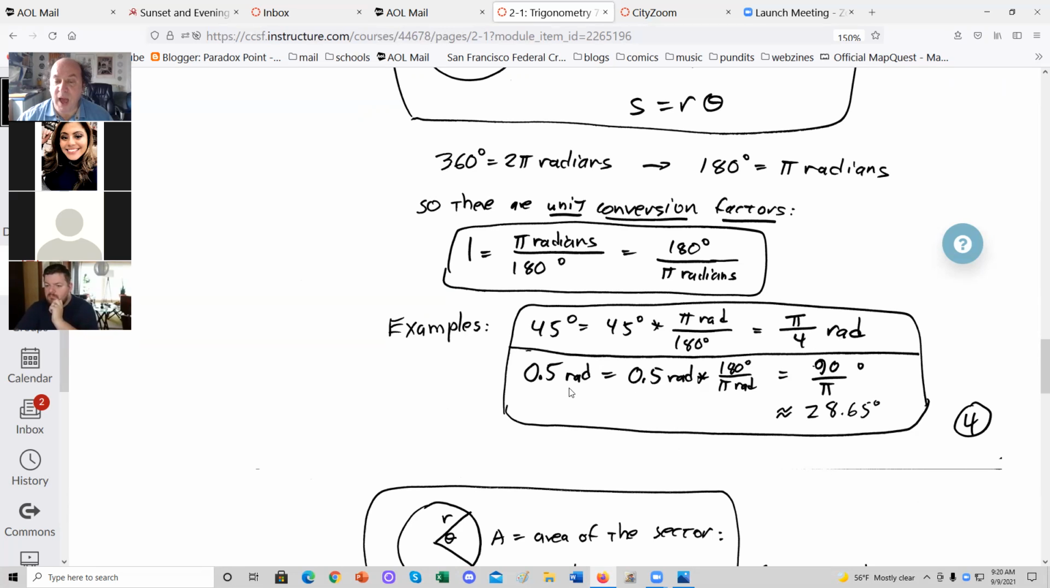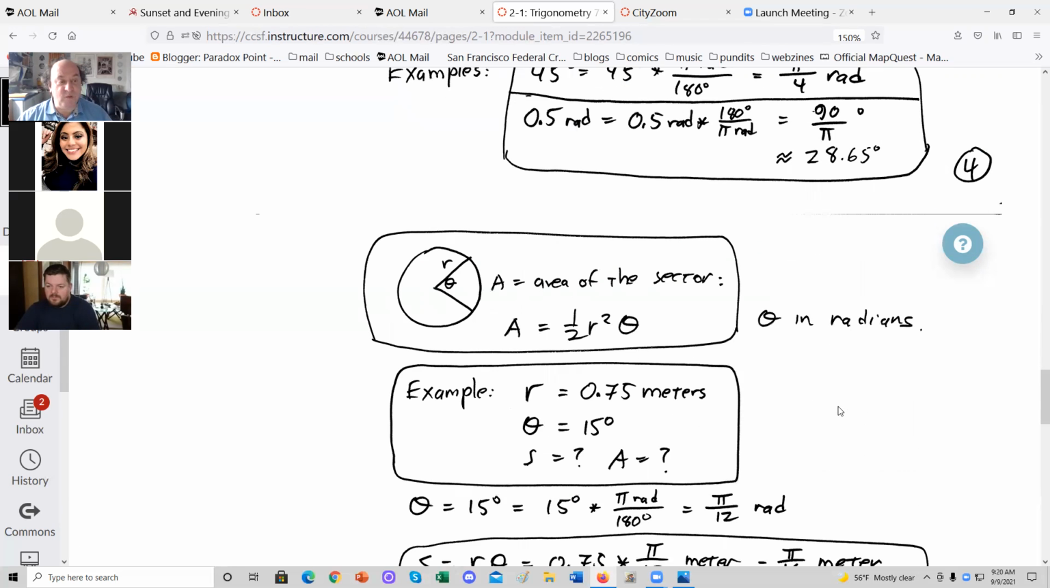Or conversely, a half of a radian, what's that? Well, a half of a radian times, now I multiply by 180 degrees divided by pi radians, because that way the radians cancel out. You multiply by this or by this to convert, by canceling out the unit in the denominator. Here, the radians cancel out. 180 times a half is 90 over pi degrees, which is about 28.65 degrees.